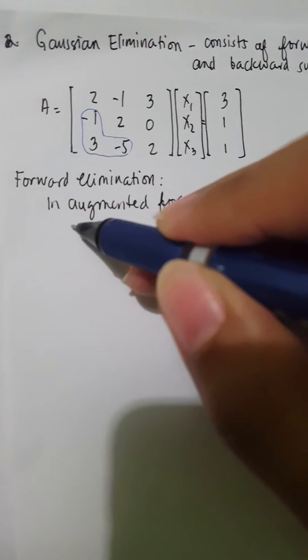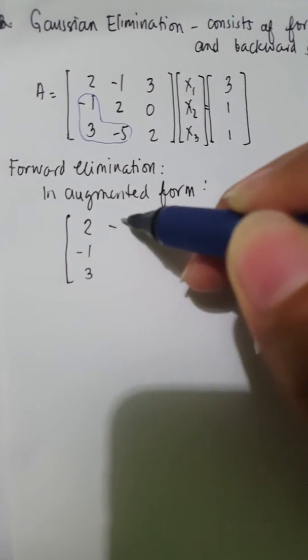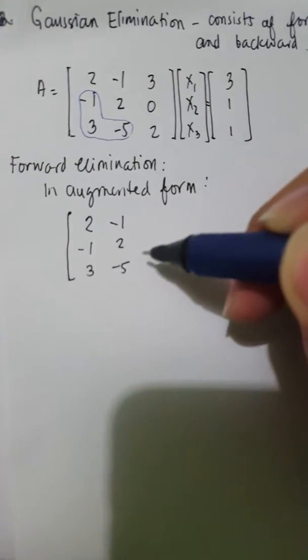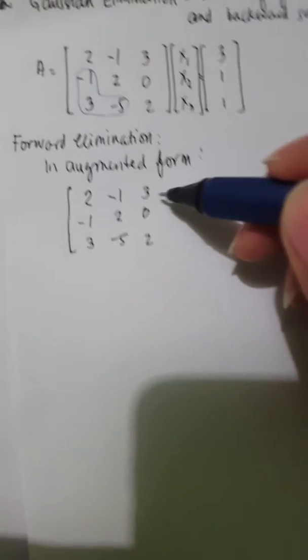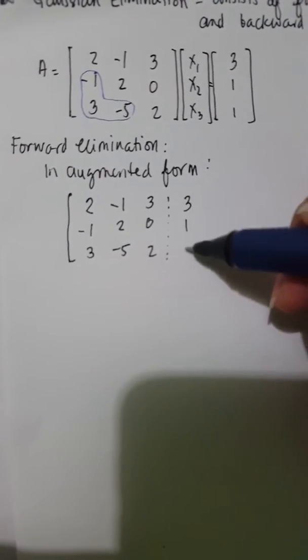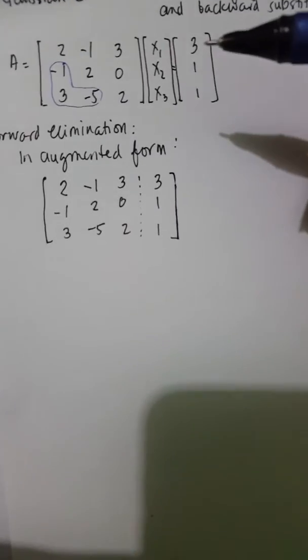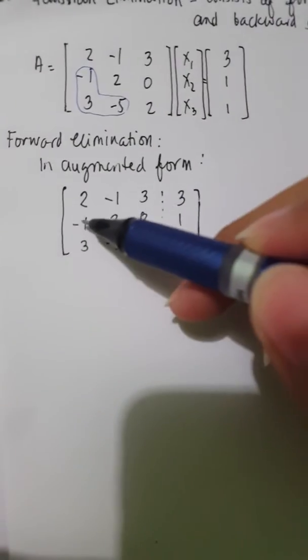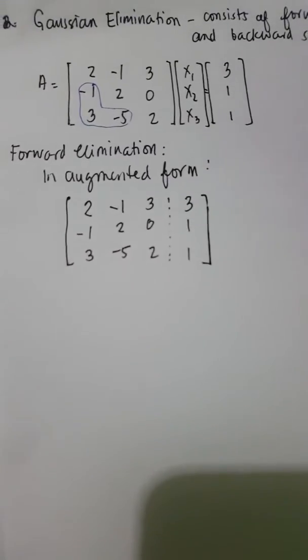We have 2, -1, 3, -1, 2, -5. We have 3, 0, 2, and we have the values of b here. We have 3, 1, and 1. Okay, so gagawin natin is row operation. So we have to transform this one into 0 by using guiding equations once again.